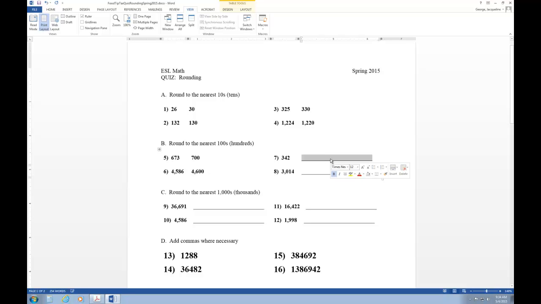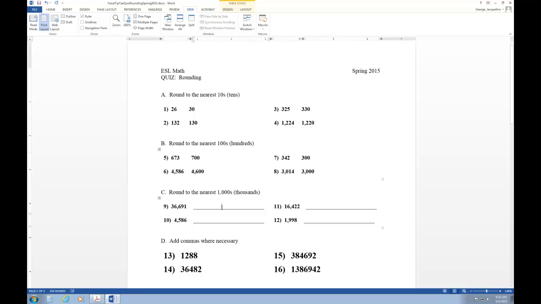Here on number 7, we're going to look at the tens column with the 4, and that's under 5, so we're not going to round up at all. We'll just leave it at 300. For number 8, 3,014, we're looking at a 0 in the hundreds column and 1 in the tens column, so we're not going to round up at all. In fact, we're going to round down to 3,000.